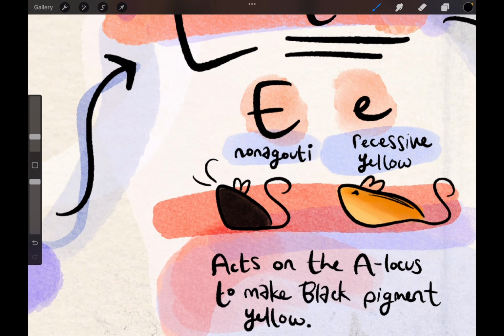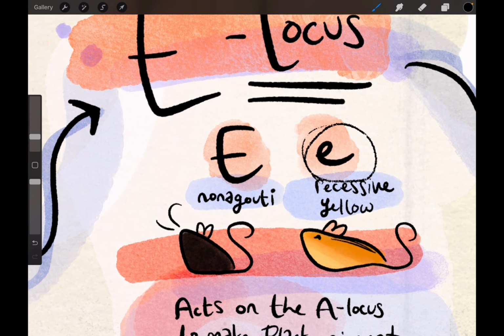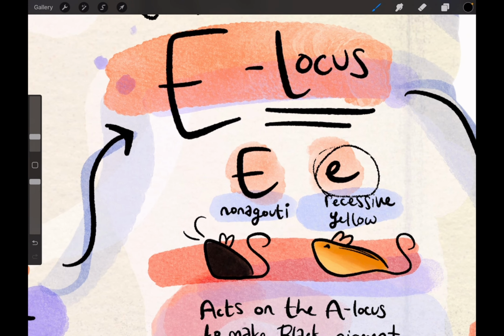You can basically think of it like recessive yellow will look at any of the black pigment that the A locus leaves it, and it'll be like, nah, I don't want you here, and it will turn off the black. So it's not necessarily changing the distribution of the pigment so much as it's responding to the distribution that the A locus left and being like, I disagree. Let's get rid of that black pigment and turn it to yellow.